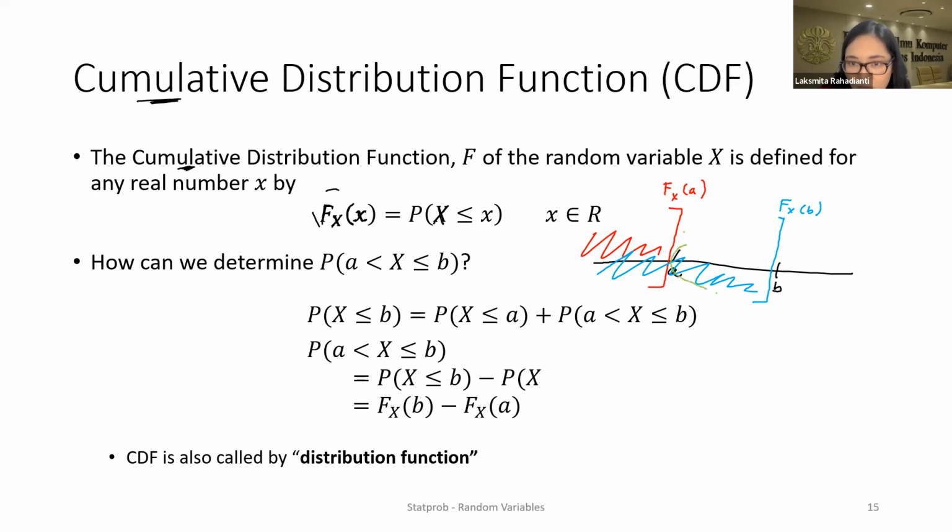So I need to compute this probability here. In other words, I can compute F(b) minus F(a). F(b) is everything until B, F(a) is everything until A, and the difference between the two will be the probability between A and B. Hopefully that's clear enough. Any questions?